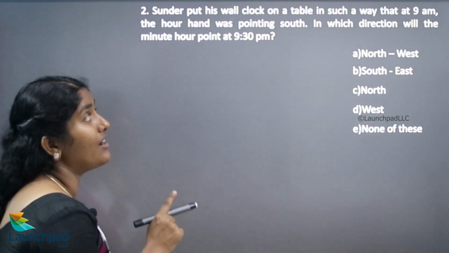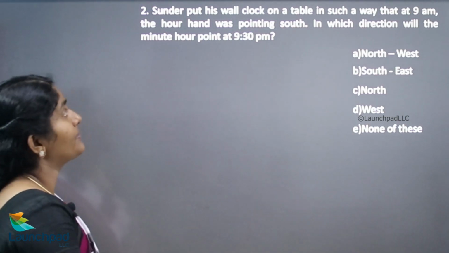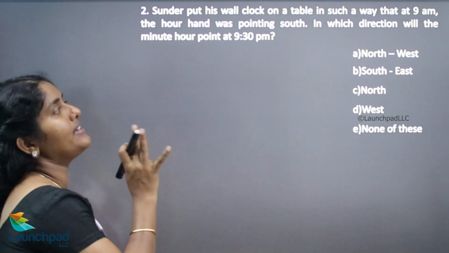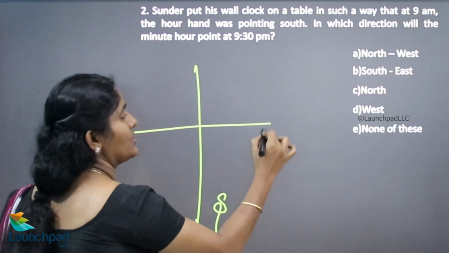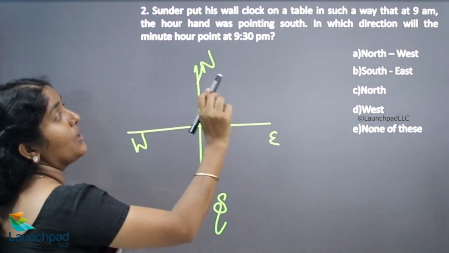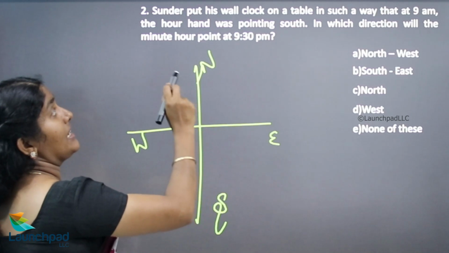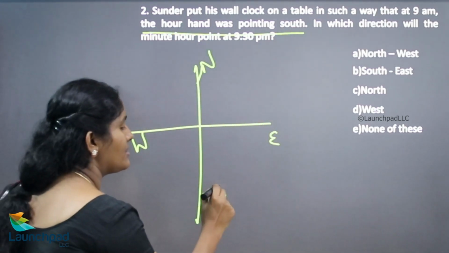Surendra put his wall clock on a table in such a way that at 9 a.m. the hour hand was pointing south. Anyway, this is your south direction, this is your east, this is your west, this is your north. Now, at 9 a.m. the hour hand was pointing south. Where is the hour hand located?